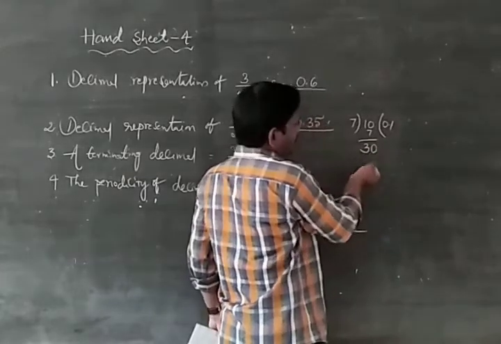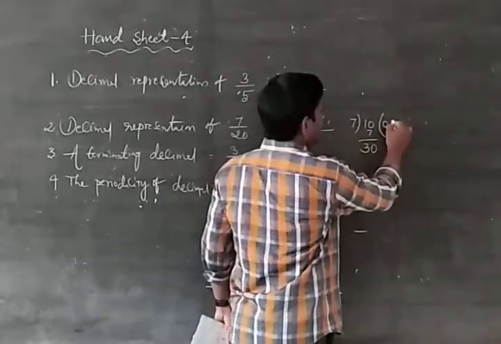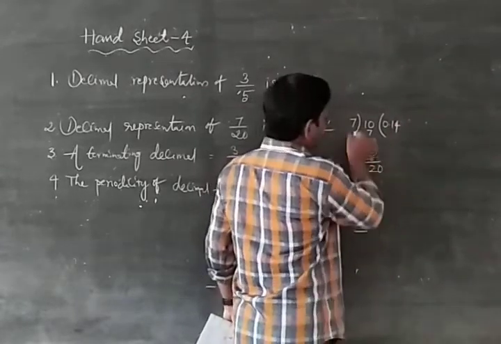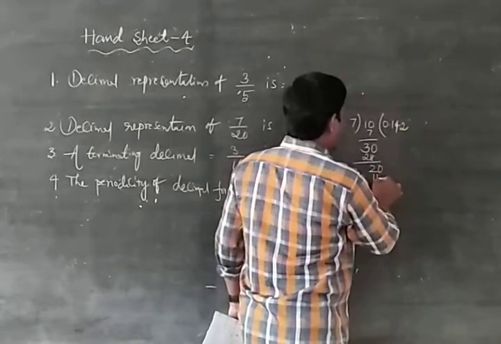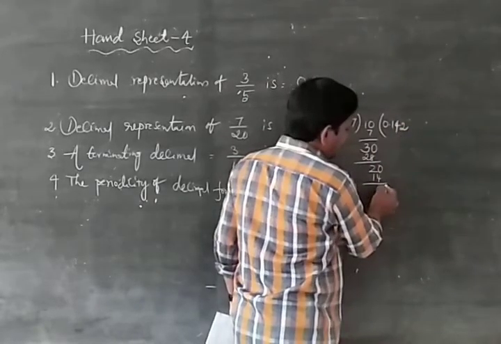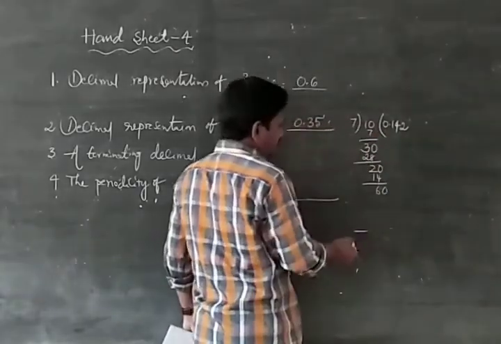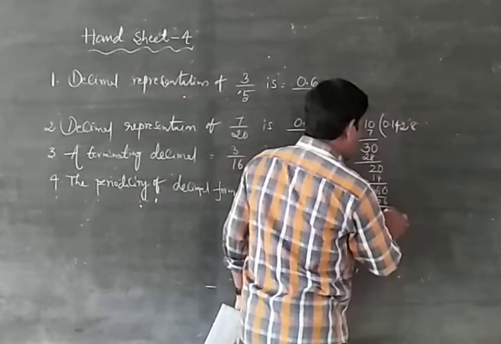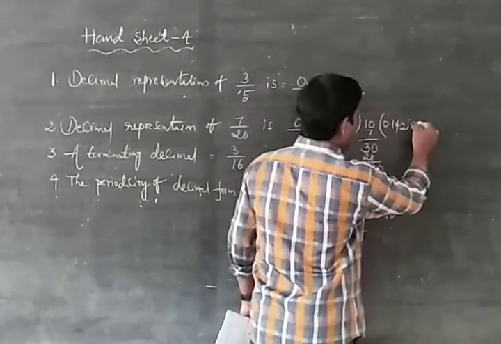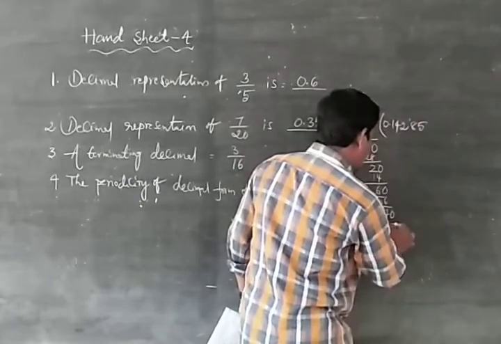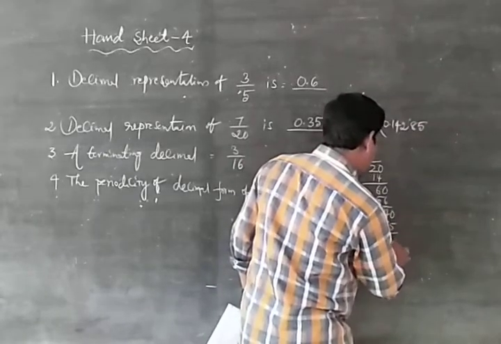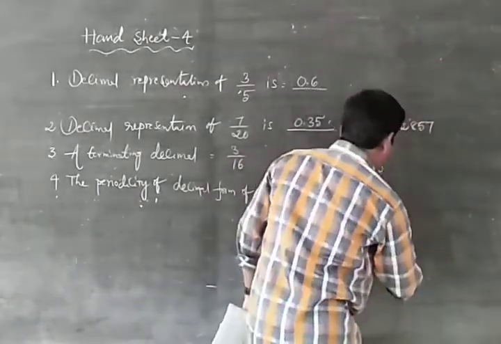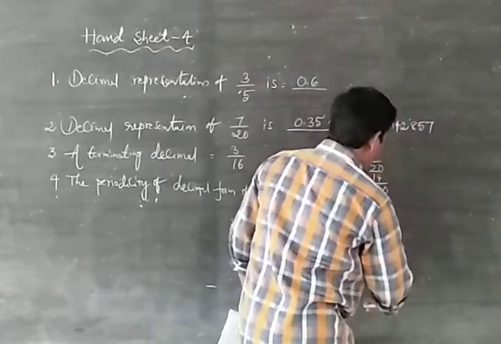Again 0. 7 fours are 28. That means 2. Again 0. 7 twos are 14. That means 6. And again write 0. 7 eights are 56. Again 4. 7 fives are 35. Again 5. And 7 sevens are 49. Again 1.